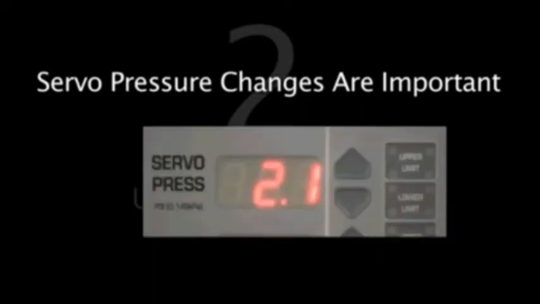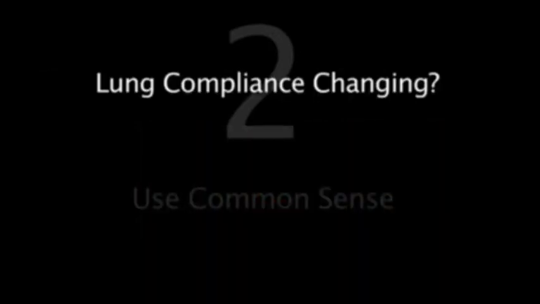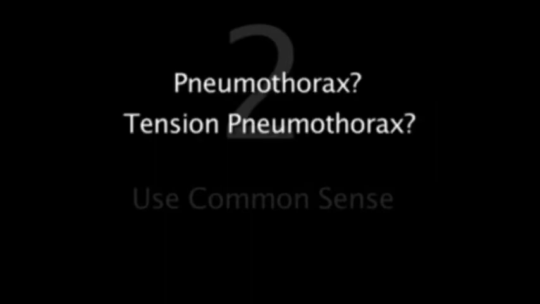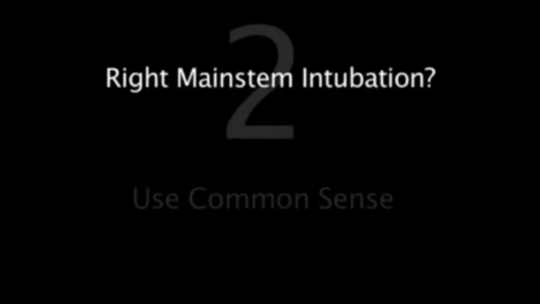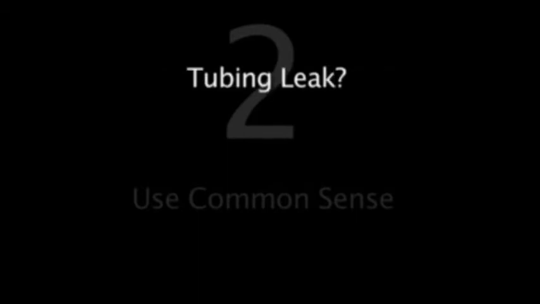For example, the servo pressure value reflects the gas flow and pressure required by the LifePulse to produce the settings that you've dialed in for a patient. If the servo pressure changes, either suddenly or gradually, it can mean many things. Maybe the lung compliance is changing. It's possible that you have a pneumothorax or tension pneumothorax. Maybe a right main stem intubation has occurred. Maybe the patient just needs suctioning. There could be a leak in tubing somewhere.